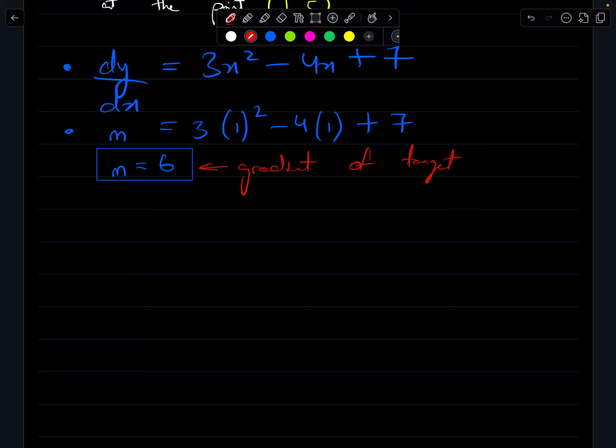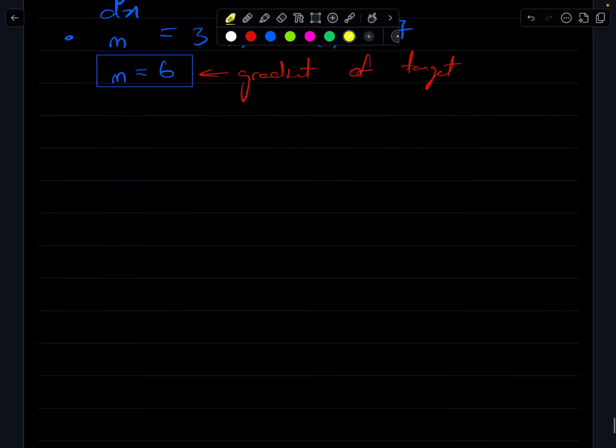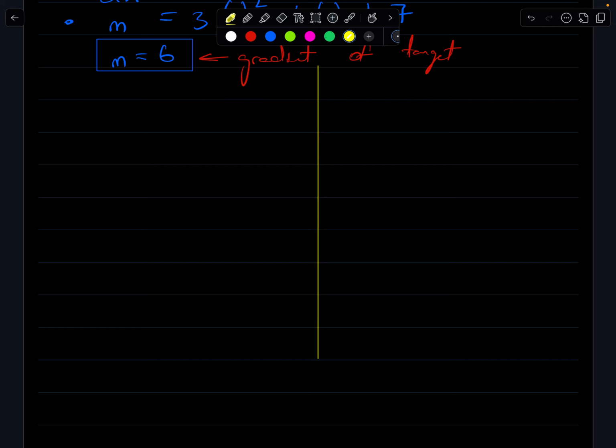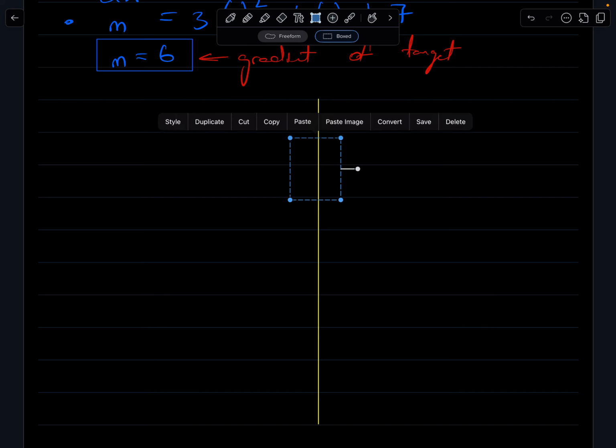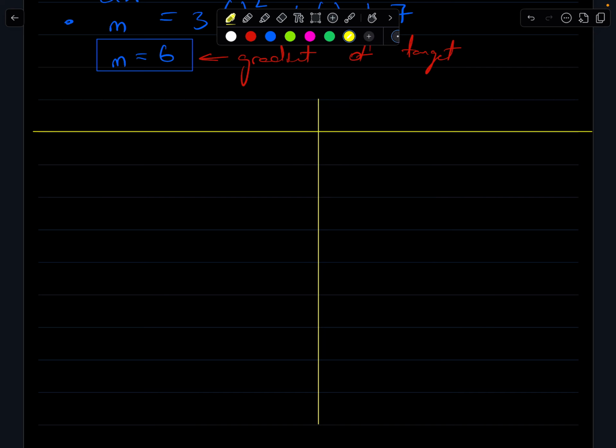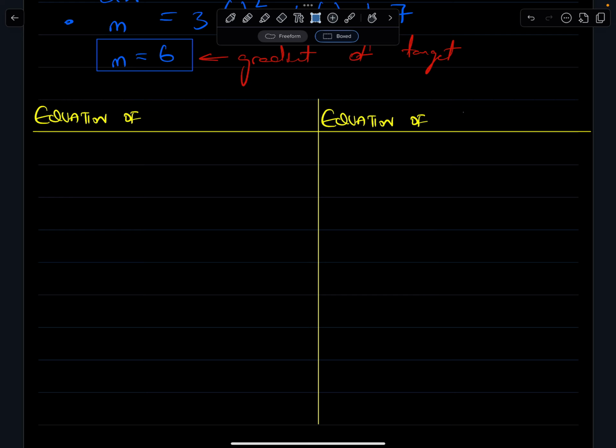So how about we make a margin to save space? This, or a column. This too is a very good practice, and I do appreciate that you guys start making margins too. It just makes it easier for the examiner to understand. So equation of, copy this, paste this, normal and the tangent. So for the tangent, I have the gradient of 6 and the point 1 comma 5.